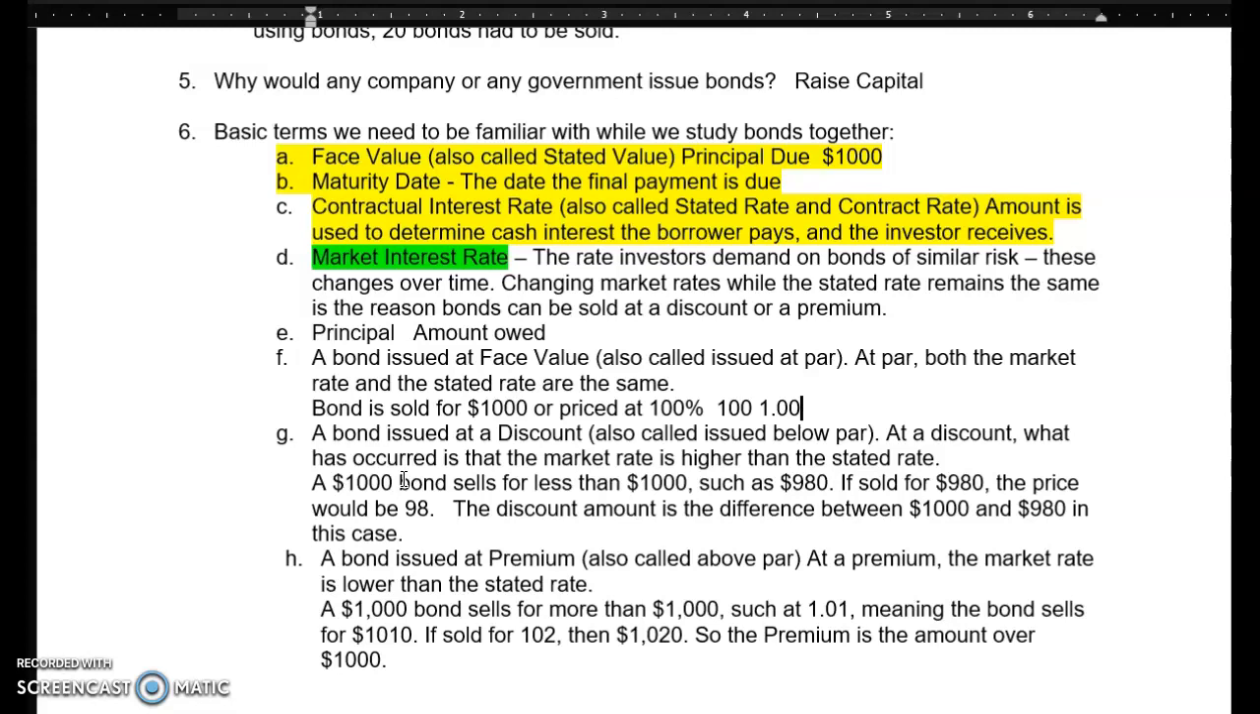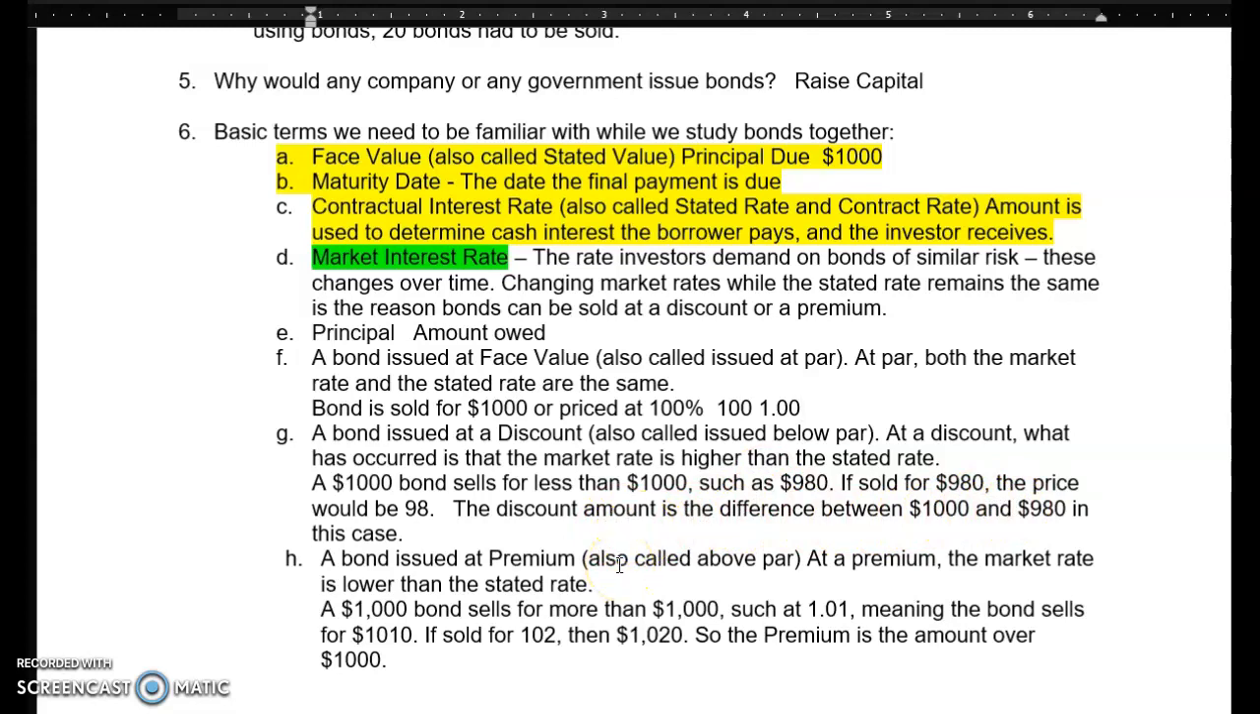All right, so the fundamentals: we need to learn the fundamentals in addition to how to think through to get through a test. But a $1,000 bond sells for less than $1,000, such as $980. If it sold for $980, the price would be 98, because 0.98 times 1,000 is 980. The discount amount is the difference between 1,000 and 980 in this case, or 20. That would be the discount.